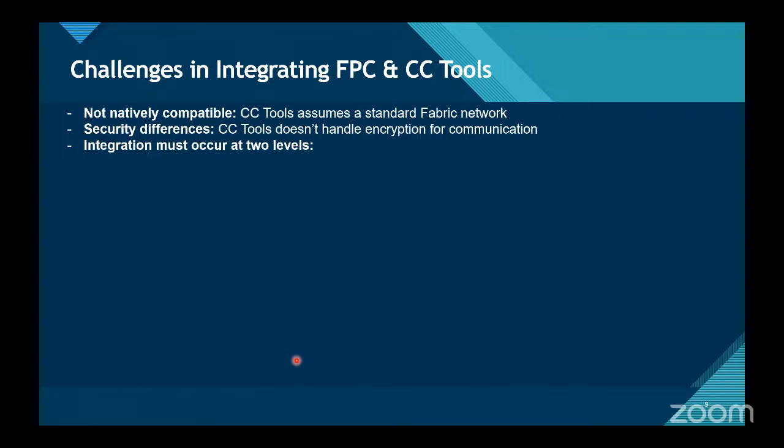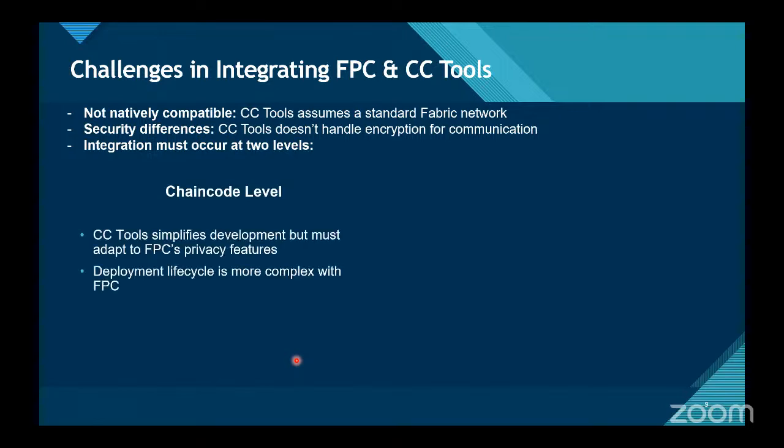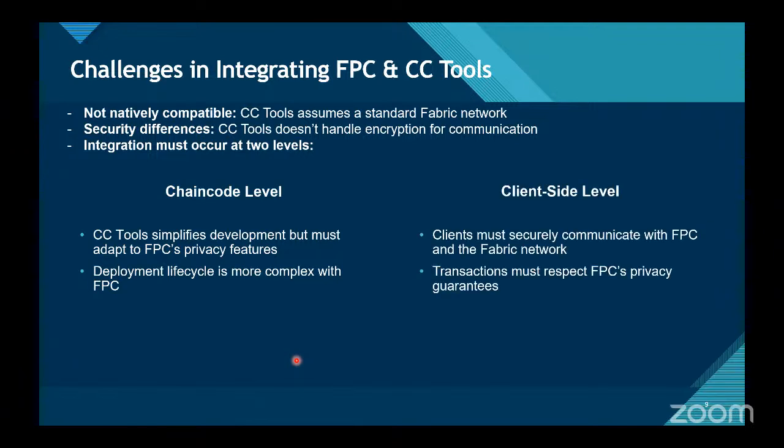So from this, we face that the integration must happen at two different levels. On the chain code level itself, CC Tools is able to simplify the development of the chain code, but it must adhere to the FPC privacy statements or FPC privacy features. And the development lifecycle was very complex with FPC because it was facing the standard Fabric code. So we needed to combine both features on this side. And for the client side level, we needed to enhance the clients of CC tools to be able to securely communicate with FPC and Fabric networks by doing encryption and decryption.